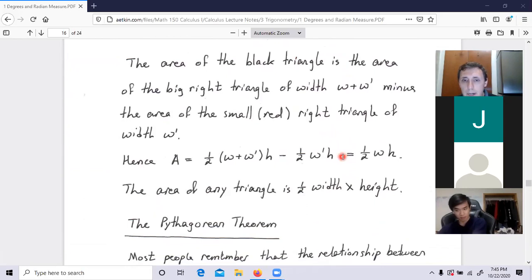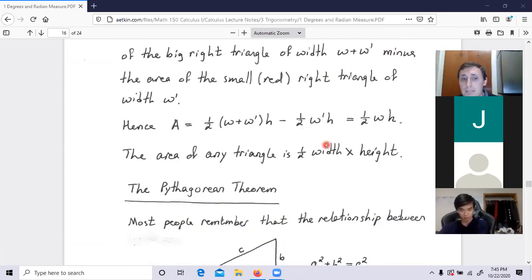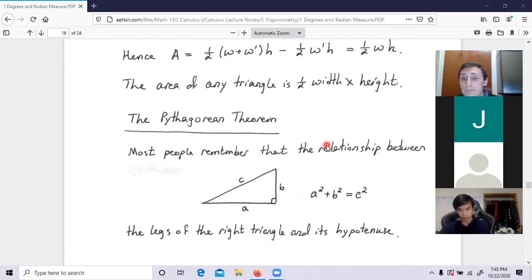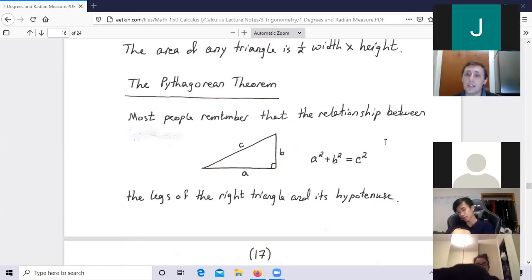And the next part, we can talk about it if you want after class. The next part is the Pythagorean theorem. How many of you know the Pythagorean theorem? A squared plus B squared equals C squared, right? You have learned it in school. And of course, what do you think is my question?